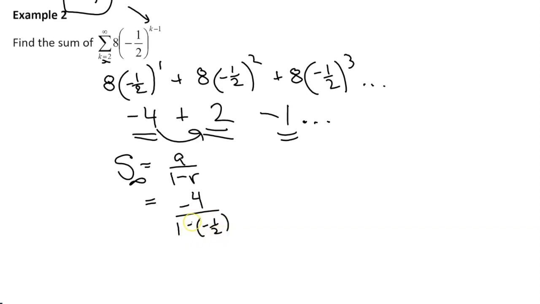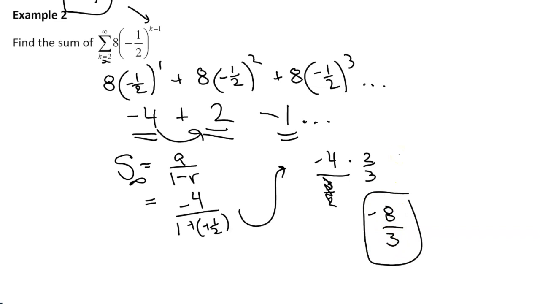So then based off of that, you could change those to pluses. It'd be the same as saying -4 over, let's clean this up a little bit, 1 plus 1/2, which would be like saying 3 over 2 eventually. And then you times that by the reciprocal, and you would end up with -8 over 3. And that would be our sum for that question.